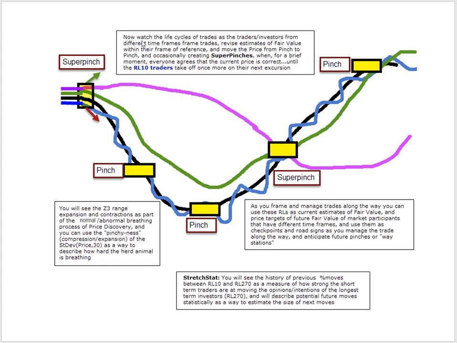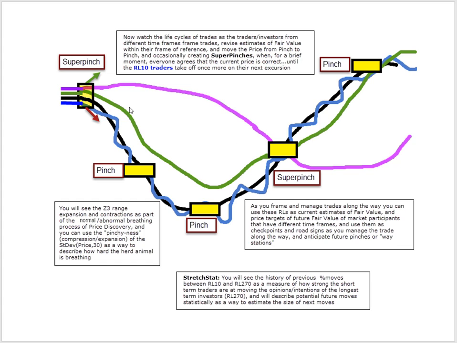So we're going to watch the life cycle of trades as traders and investors from different time frames, represented by the four different RLs, frame their own trades and then revise their estimates of fair value within their frame of reference, depending on where price goes. And these groups of traders are moving the price from pinch to pinch to pinch to super pinch conditions, occasionally creating moments of super pinch when we have the combination of tightly compressed recent price action and the confluence or the connection of all the RLs inside that pinch box.